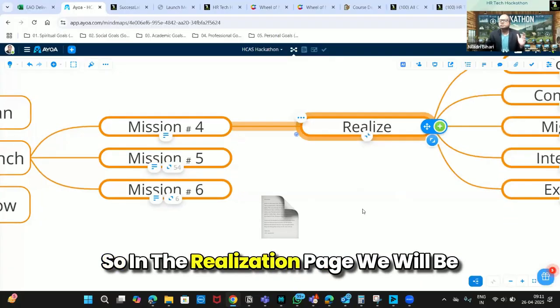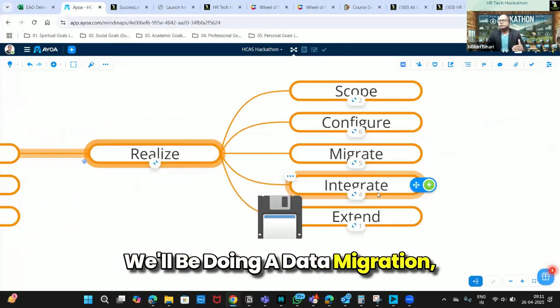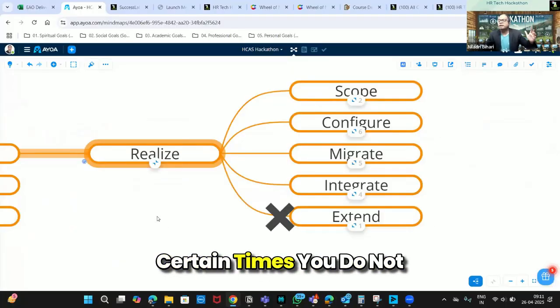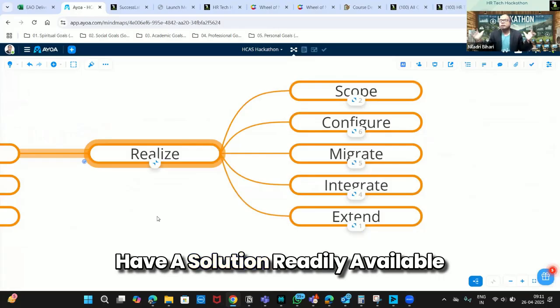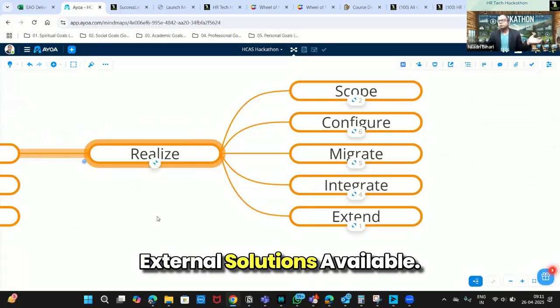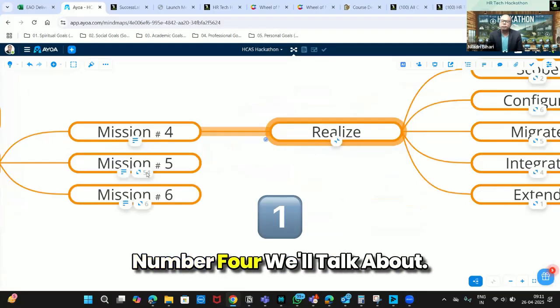Okay. So in the realization phase, we will be scoping and configuring. We will be doing data migration. We'll be integrating. We will also talk about extending the solution. Certain times you do not have a solution readily available in SuccessFactors. How do you integrate with other products or any other external solutions available? That part we'll be talking about in the extenders part of it. Okay. So this is mission number 4 we'll talk about.